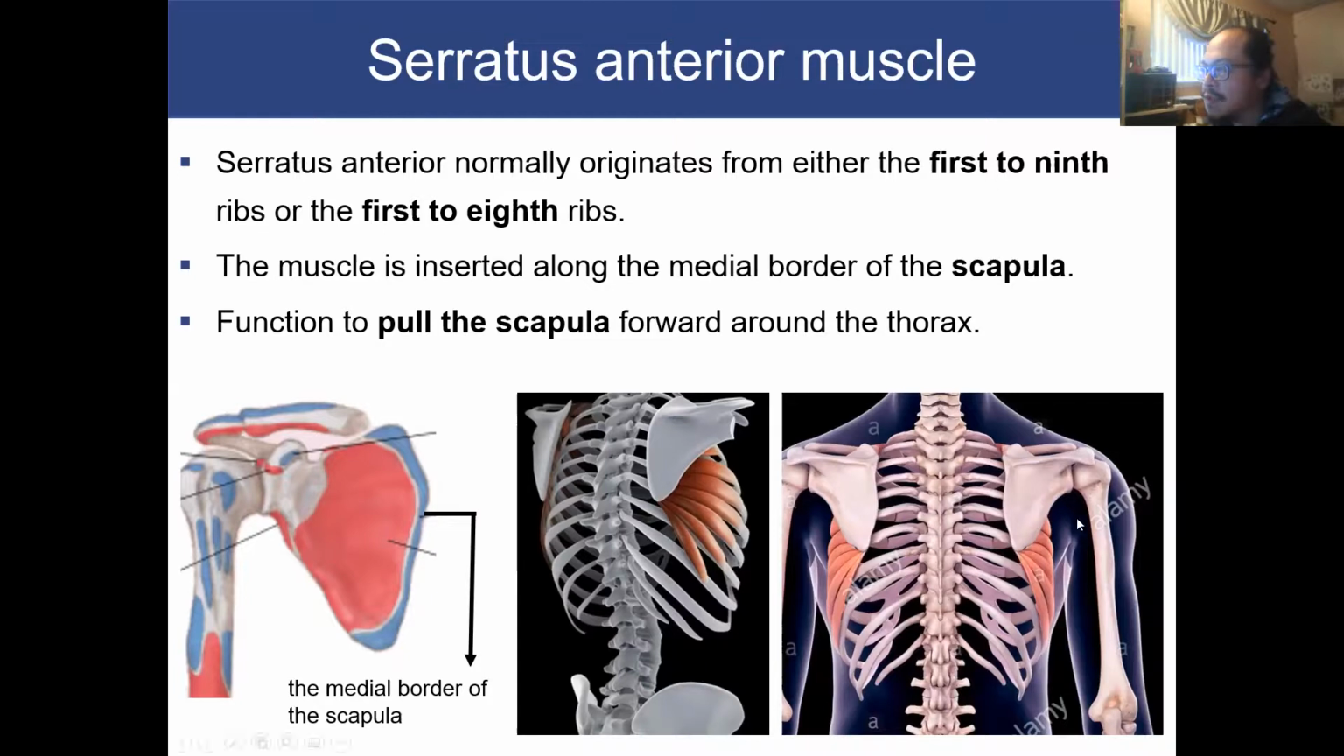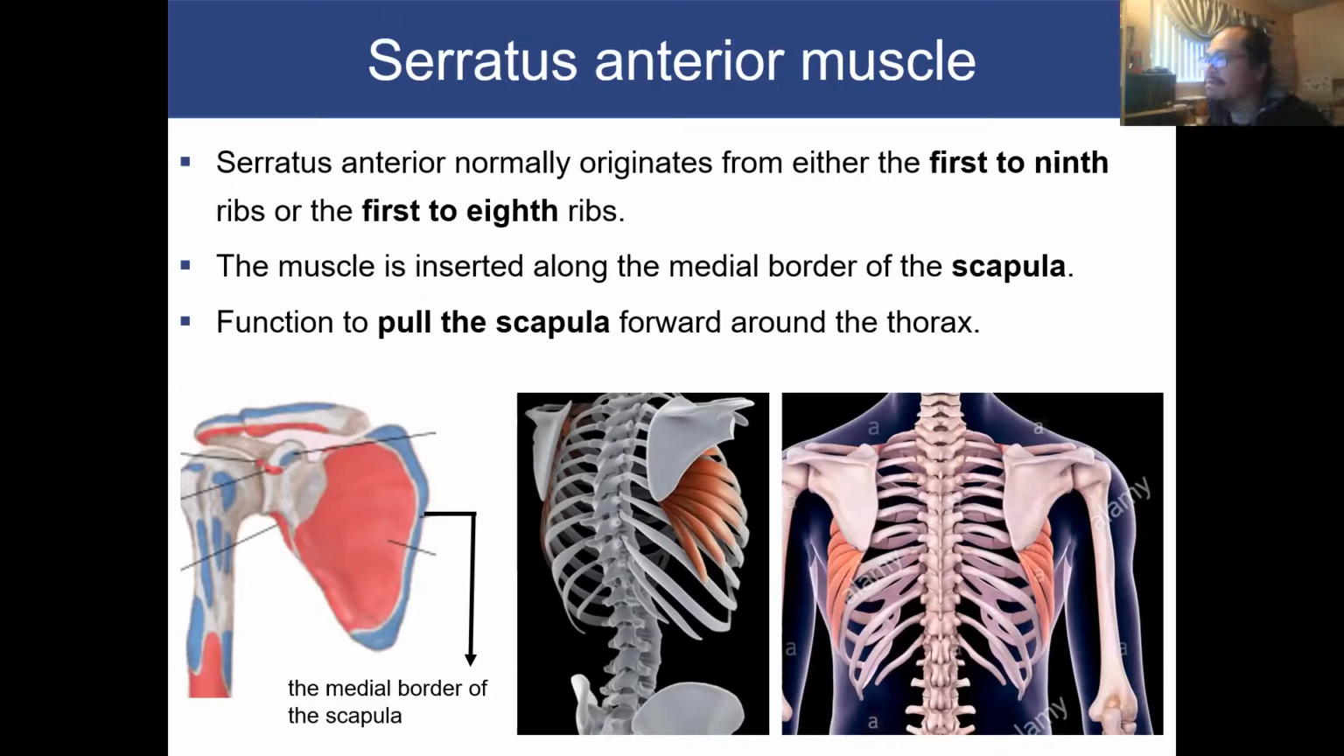This muscle is also important for our arm movement. So if you're training, this is a muscle especially for boxing. If you swing a fist, you basically pull this scapula toward the front. You need to make it very strong and fast. And if you want to do that, this is the muscle that you work on, the serratus anterior muscle.